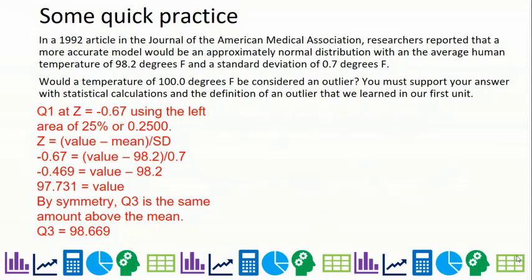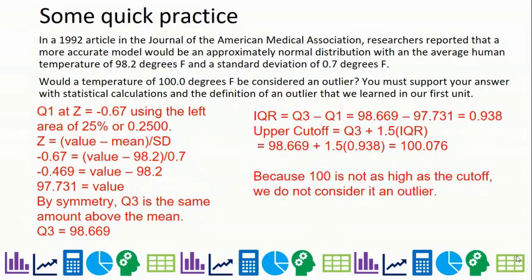Now, I can also do this using the shortcut, inverse norm, and say 25%, 0.25, because it's the 25th percentile, and then put in the actual mean and standard deviation, and it will just spit out the value. All right? And then Q3 isn't there. You still have to find the IQR. And then this one's 100 degrees is above average, so am I concerned about low outliers? No, hopefully not. Okay. And I just check, and it is just below the cutoff, so it's not an outlier.